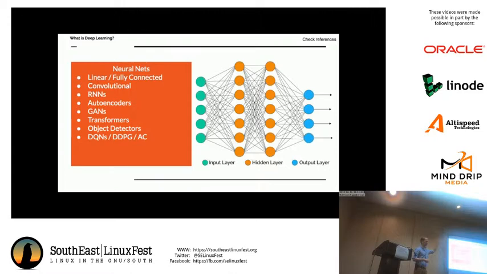But then there's also convolutional, RNN, scans. And I have examples for these, like practical examples. At the bottom, DQNs, DDPG, actor critic, those are reinforcement neural nets. So they are the neural nets that you use for combining actions and correlating them with rewards and punishments. And we'll go through a bunch of examples of those.